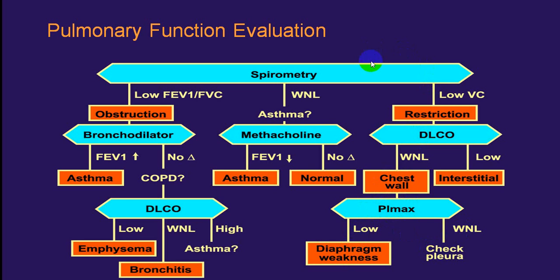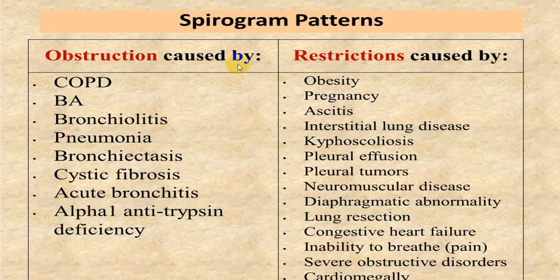So these are some of the conditions you can identify by doing an additional test like the DLCO test, exercise test, or what we call the bronchodilator or methacholine challenge test. There are some obstructive diseases, classical examples being COPD and bronchial asthma. These two come topmost on the list. As far as restrictive disease is concerned, obesity, pregnancy, interstitial lung disease, kyphoscoliosis will be topmost on the list. And usually in pregnancy, we avoid doing spirometry.